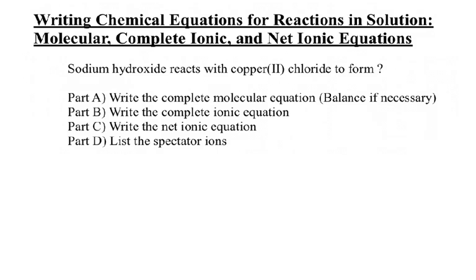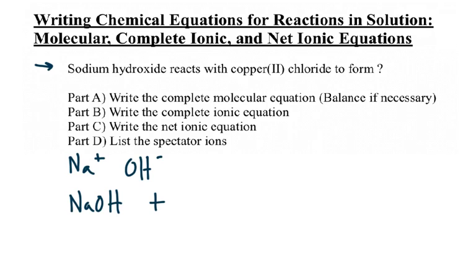On this page, Part 1 says to write the complete molecular equation and then afterwards balance if necessary. You are given here that sodium hydroxide is reacting with copper 2 chloride and we have to predict the products. As a double replacement reaction, you'll see sodium is Na, it has a +1 charge. Hydroxide is a polyatomic. It has a -1 charge. When you crisscross these two, you get NaOH.